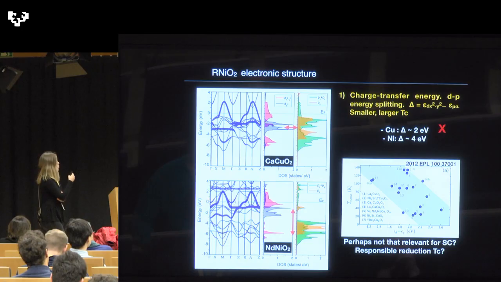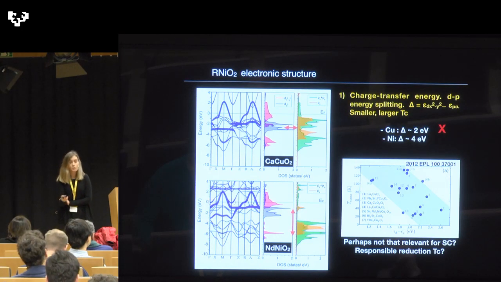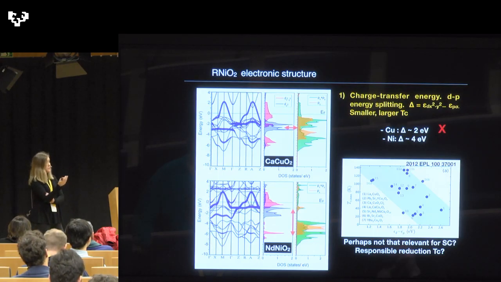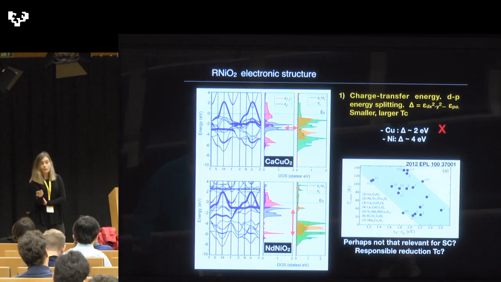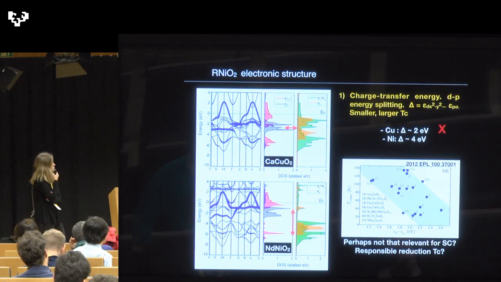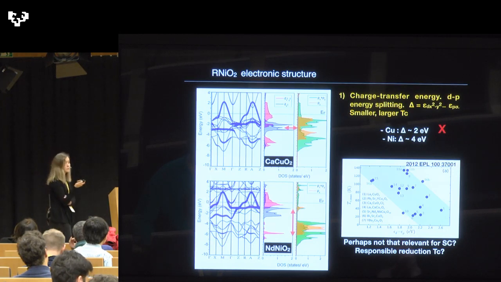Whether this is telling us that perhaps this is a factor that is not that relevant for superconductivity, or maybe it's telling us that it is, and that's why here you only get a value of TC of 15 Kelvin, that's a very important question to be answered. I do not have an answer at this point.